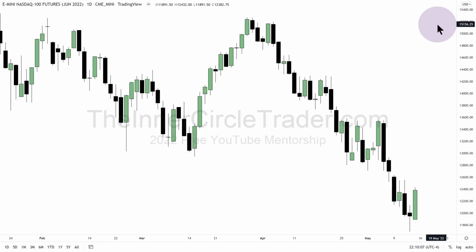All right, so NASDAQ daily chart for June 2022. And here we have Friday's trading here. Friday, Thursday, Wednesday, Tuesday, Monday. So we had a nice little decline down in this week, and then Friday we have somewhat of a retracement.